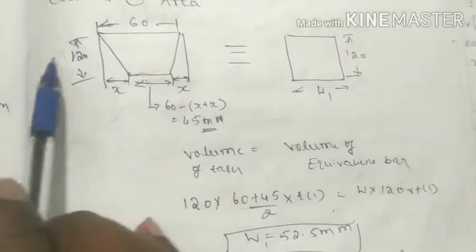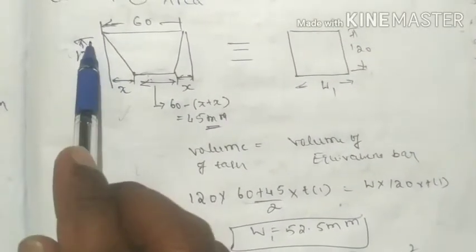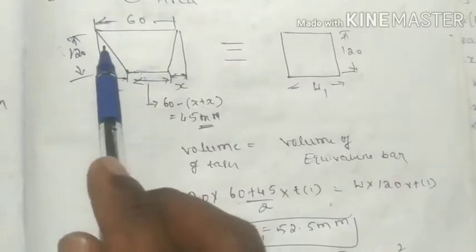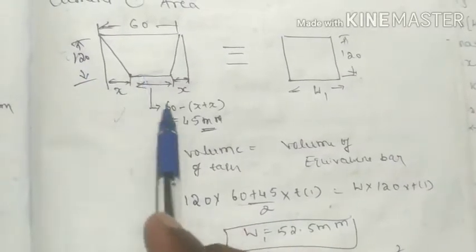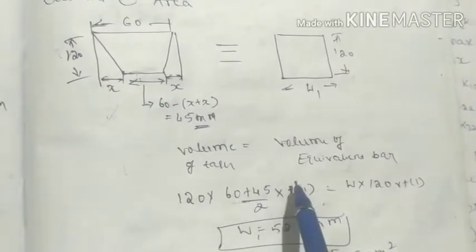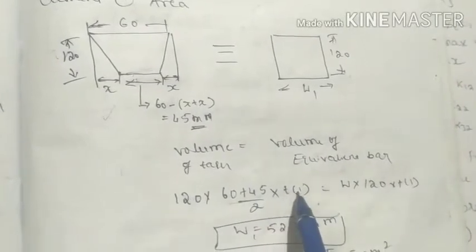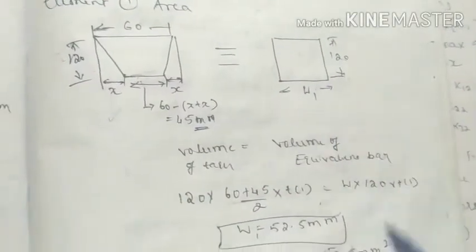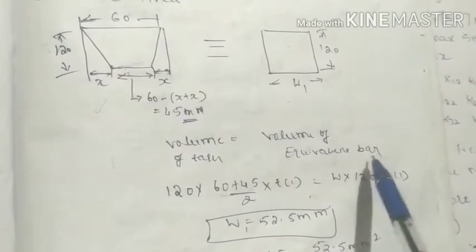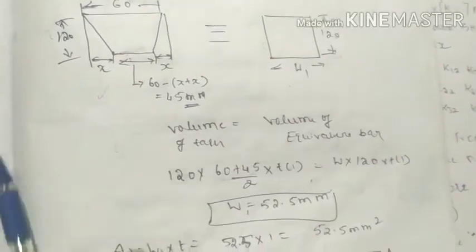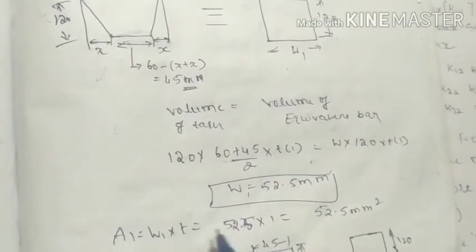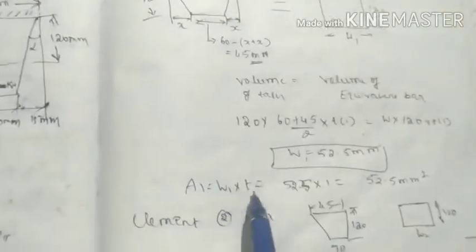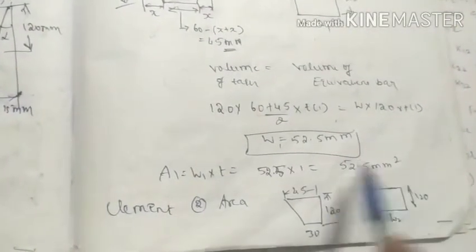So that is nothing but 120, the height, into 60 plus 45 divided by 2. We are taking an average, keep this in mind. This average width we are taking: 120 into 60 plus 45 divided by 2 into thickness 1 is equal to the volume of this equivalent rectangular bar, that is 120 into W1 into T. Again consider T is the same. Therefore W1 becomes 52.5. Therefore the area of section 1 becomes W1 into T, that is 52.5 mm square.